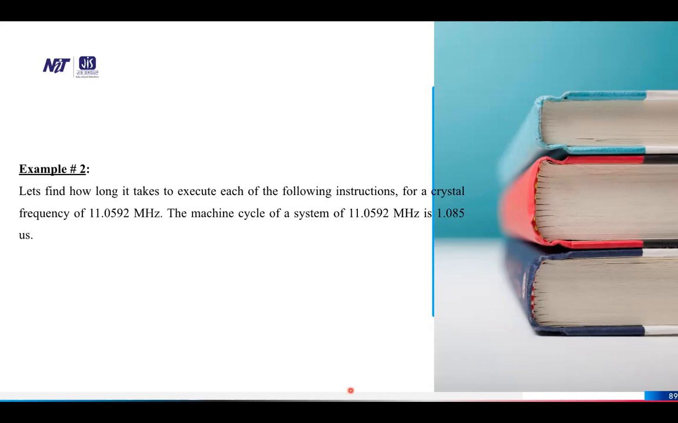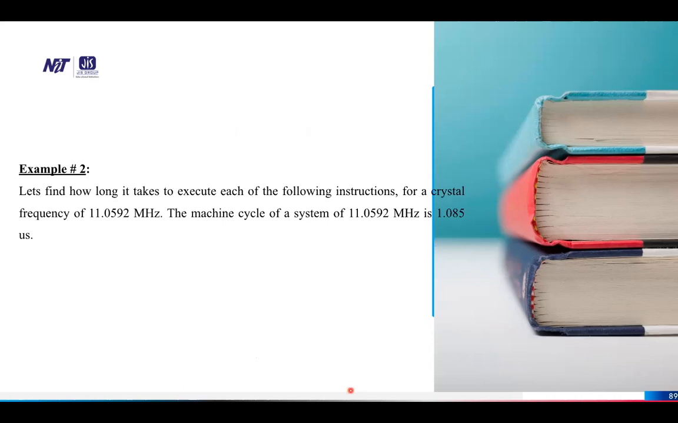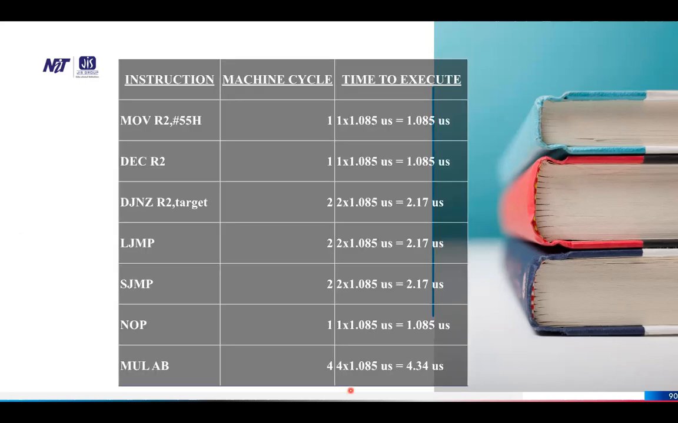Let's find how long it takes to execute each of the following instructions for a crystal frequency of 11.0592 MHz. The machine cycle of a system with 11.0592 MHz is 1.085 microsecond. Already we have calculated this. So MOV R2, #55H is 1 machine cycle, so the time taken is 1.085 microsecond.